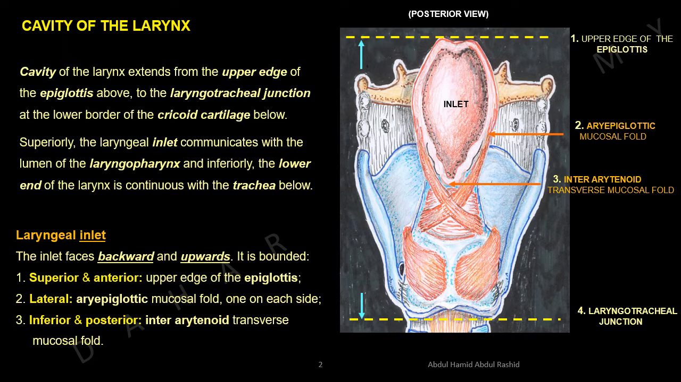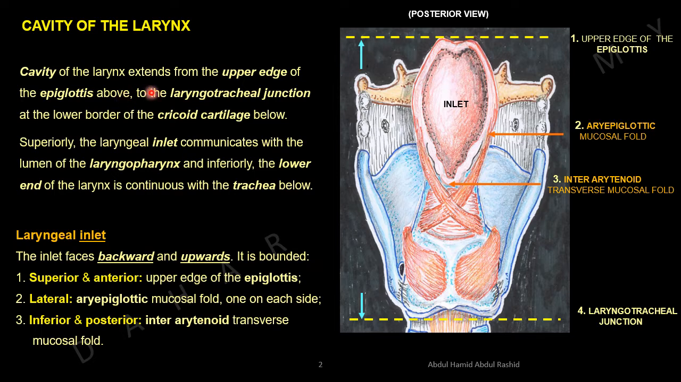Cavity of the larynx. Look at the diagram. This is the posterior view of the larynx. This is the epiglottis. This is the inlet of the larynx. This is the thyroid cartilage. This is the cricoid cartilage. This is the inferior border of the cricoid cartilage. Below it is the trachea.